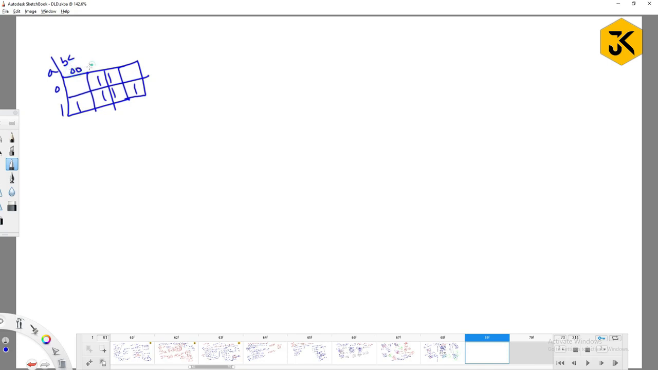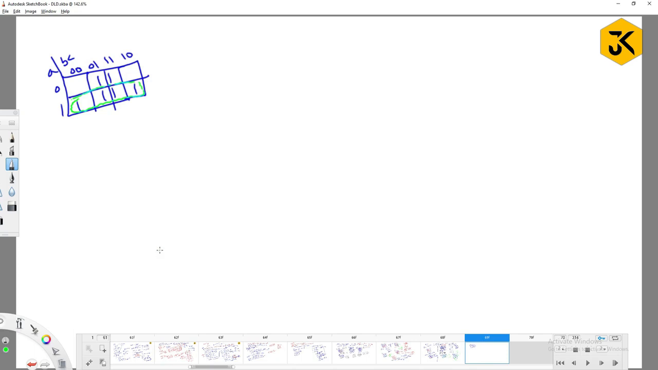What is the value? What is the value after solving the expression? How are we going to combine? Can I combine with 4 cells? Yes. So can I combine these four?